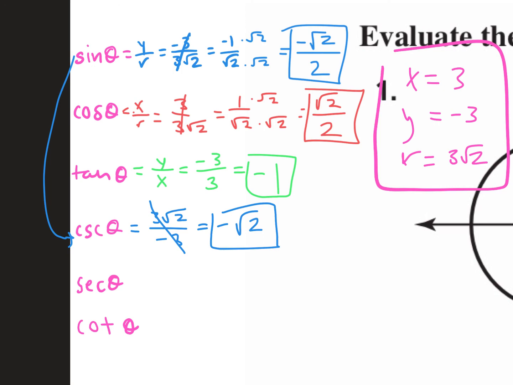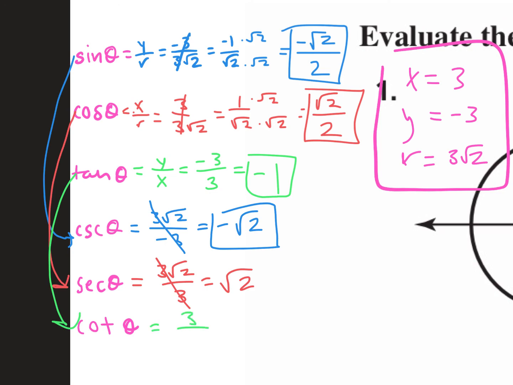Secant goes with cosine. So since cosine was 3 over 3 square root 2, this is 3 square root 2 over 3. What does this simplify to? Square root 2. The 3's cancel, so we're just left with square root 2. And then lastly, we have cotangent, which is the reciprocal of tangent. So this would be 3 over negative 3, which simplifies to what? Negative 1.